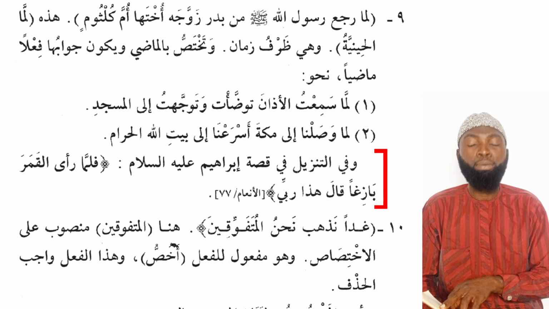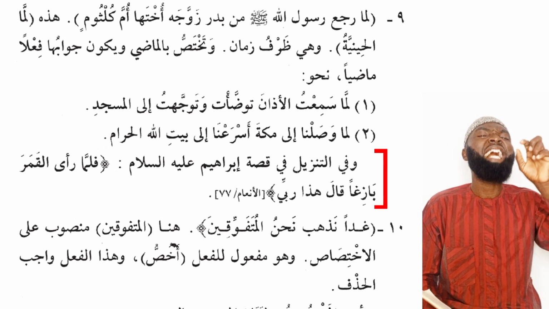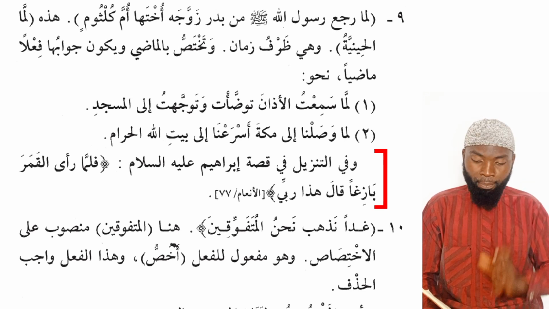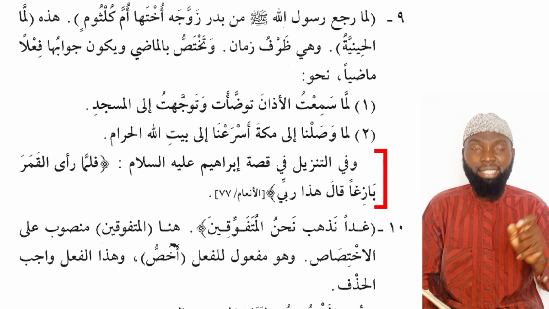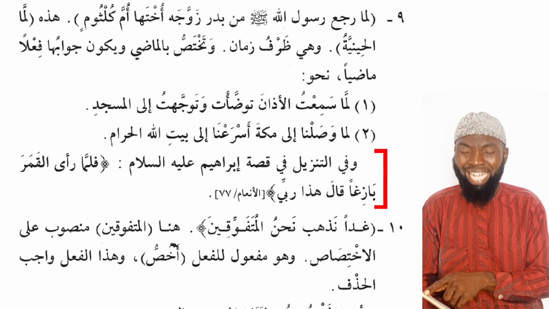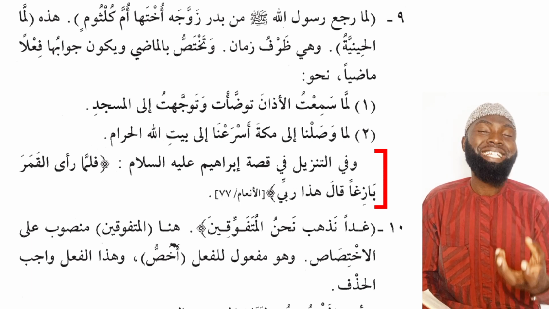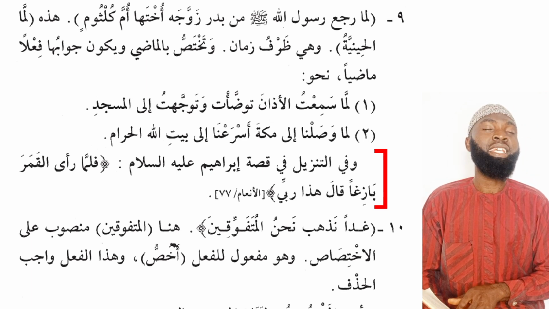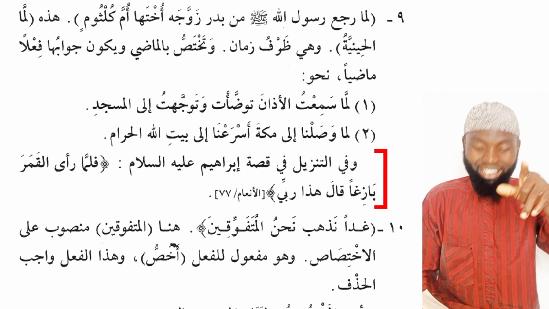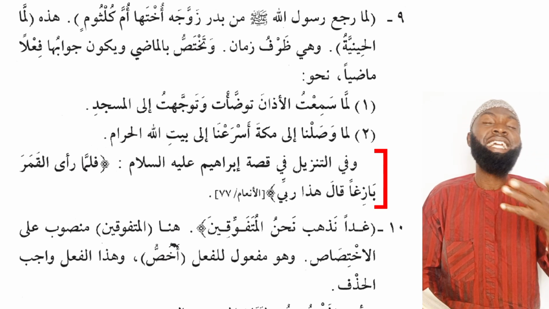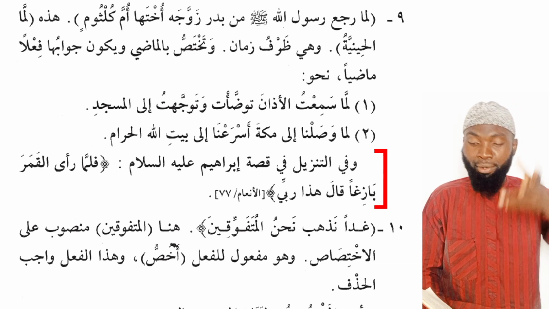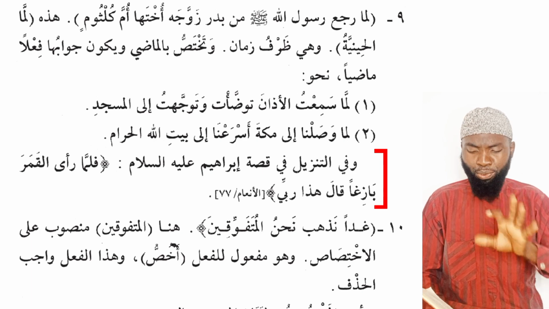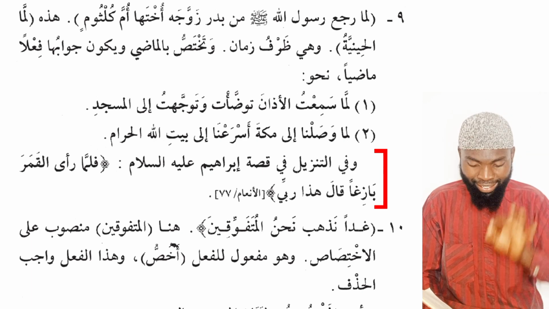وفي التنزيل في قصة إبراهيم عليه السلام يقول الله تعالى, and in the Holy Quran, Allah subhanahu wa ta'ala says, in the story of Prophet Abraham, that is Surah Al-An'am, verse 77, Allah says, فَلَمَّا رَأَى الْقَمَرَ بَازِغًا, and when Ibrahim alayhi salam saw the moon shining, قَالَ هَذَا رَبِّي, he said, this is my Lord. So at the point of him sighting the moon in that condition, he proclaimed, هَذَا رَبِّي, this is my Lord. Do you understand? So this is what لَمَّا الْحِينِيَّةِ.